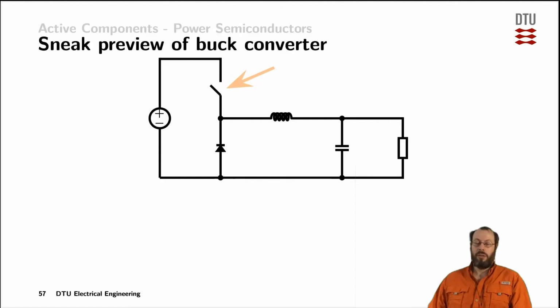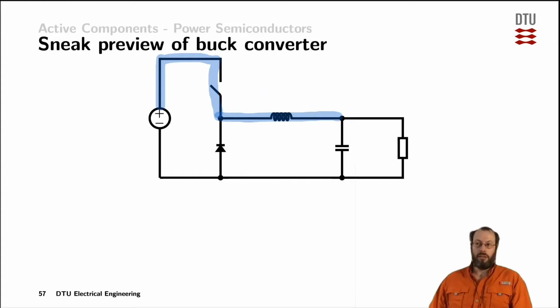Now this switch up here is ideally operating as fully closed or fully open. If we have it fully closed, we are creating a connection between the voltage source through the closed switch to the so-called switching node. The switching node is the node connecting the switch, the diode, and the inductor. From there on, current can directly flow towards the output. This node is pulled up to the input voltage.